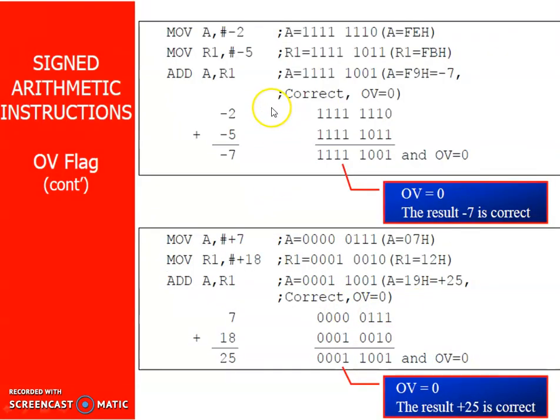Here there are a few more examples where the value is within the range. If there is no overflow, then OV will be 0. For example, if you try to add minus 2 and minus 5, there is no overflow. Similarly, in the next example, if you try to add 7 and 18, there is also no overflow. Hence, the overflow flag will be 0 only.